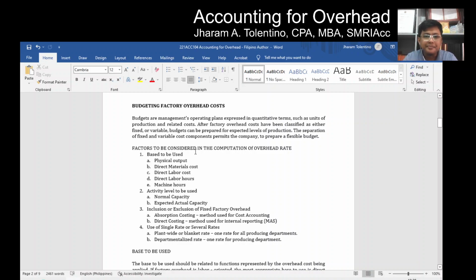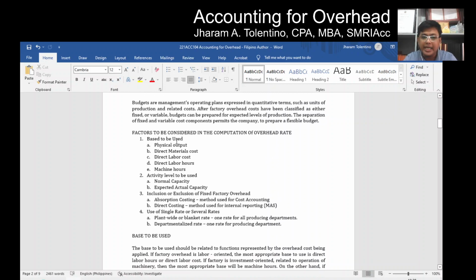So factors to be considered in the computation of the overhead are as follows. We have base to be used. Pwede natin gamitin physical output, direct material cost, direct labor cost, direct labor hours, and machine hours. Ito. Actually, ito lang yung nagiging denominator natin. Okay?